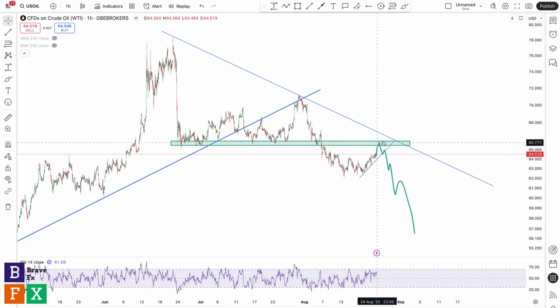So a tap into this area of value followed by a reversal, which takes out this trend line. This could be a confirmation to go short in line with the current market trend, right? This is my bearish case scenario for crude oil right now.